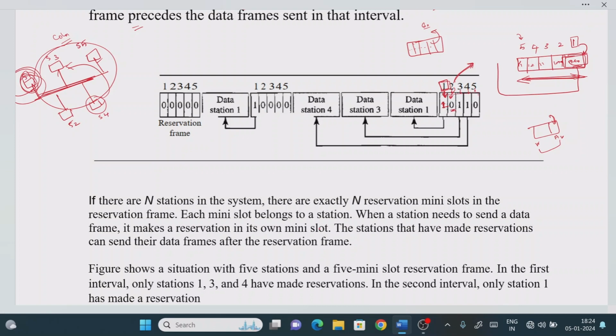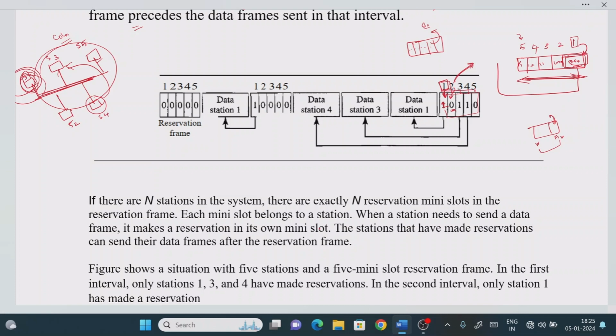Now in this case we have 5 stations, so we have 5 mini slots. Only the station that made the reservation in that particular time period will send the data, right? After some time slot, some other station will send the data. So there is no possibility of a collision. It means that we are not sending the data at the same time. The time is divided into time slots. Whenever a particular station has a reservation for a particular mini time slot, it sends the information only in that time period.